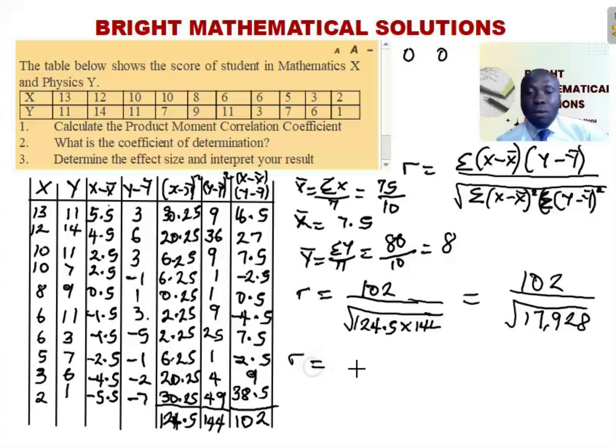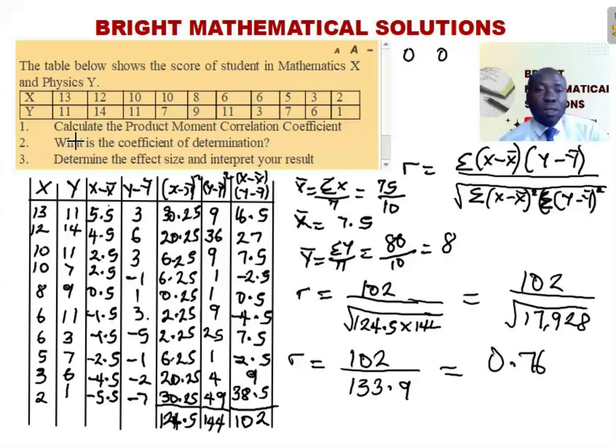So R equals 102 all over 133.9. So the final answer is 0.76. So the first question says calculate the product moment correlation coefficient, which is R, and that is 0.76. That is the Pearson product moment correlation coefficient, that is 0.76.